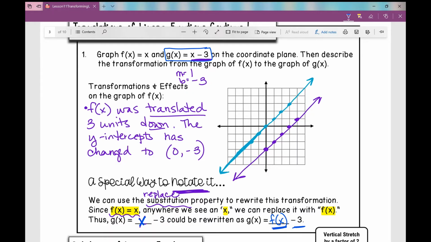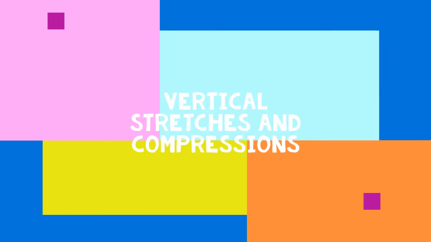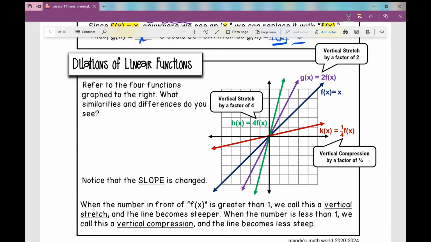Now let's look at dilations of linear functions, or stretches and compressions. When we talk about dilations of linear functions, we're referring to the vertical stretches and compressions of the function. So refer to the 4 functions on the right. What similarities and differences do you see? I would encourage you to pause the video and write down some similarities and differences.